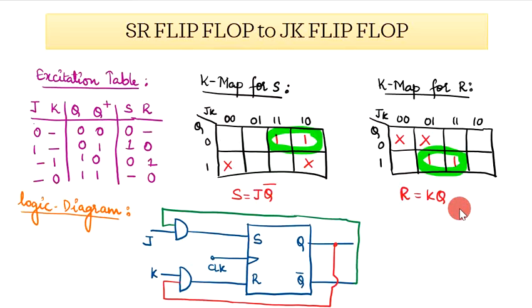to KQ. Since this conversion involves SR to JK, I'm going to draw the SR flip-flop with a positive clock, and the expression says that S is equal to JQ bar. So I need to make use of an AND gate, AND gate JQ bar. This is shown in green color, and you also require another AND gate to indicate K and Q. This is indicated with the red color. So this way it is possible for us to convert from SR flip-flop to JK flip-flop.